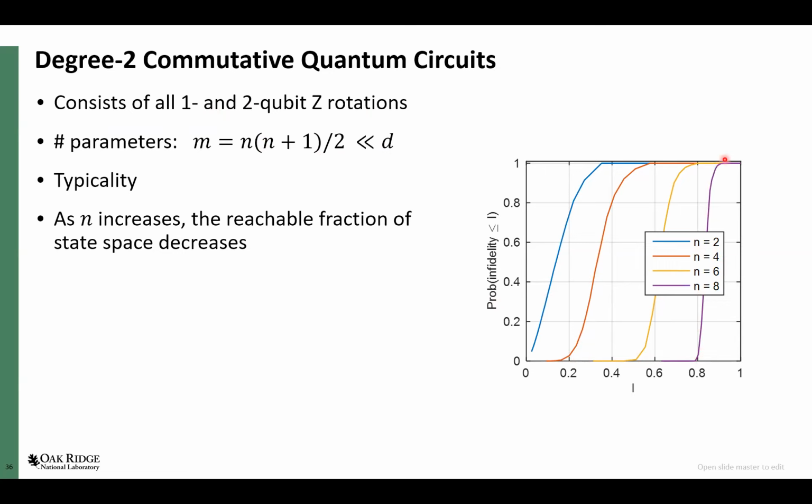So again, this is saying that as you scale these circuits up to a higher number of qubits, they're less and less expressive. They're reaching a smaller and smaller fraction of the Hilbert space, but in a way that we can quantify exactly how much of state space we're able to reach.